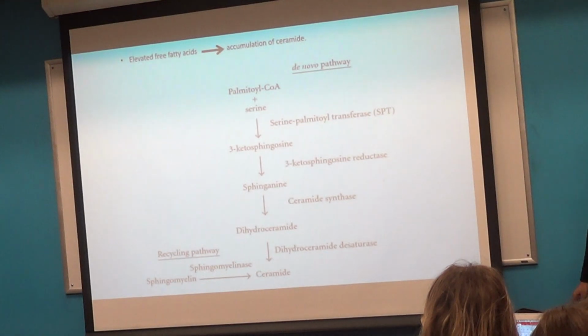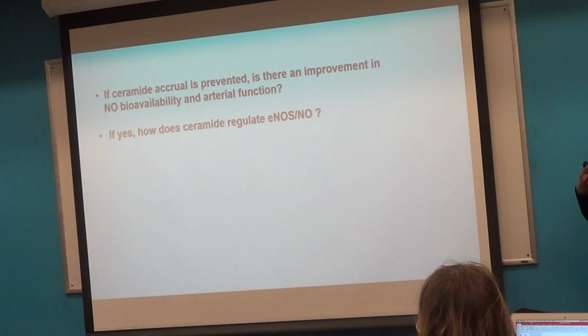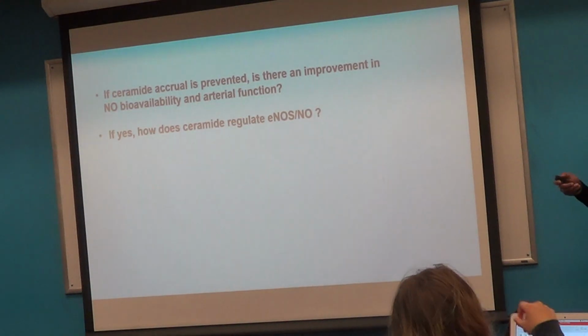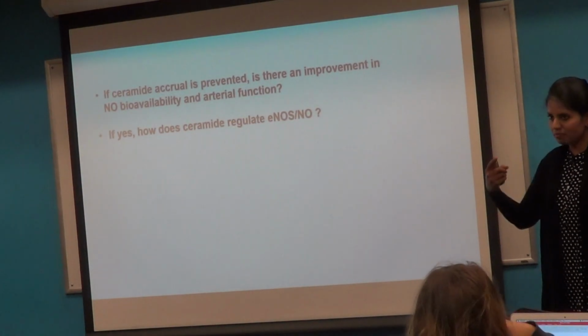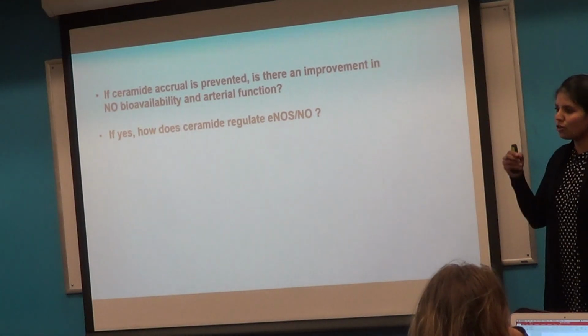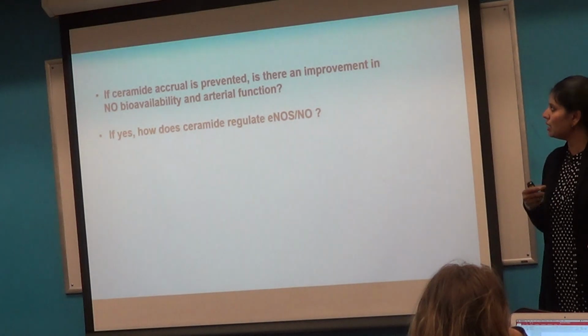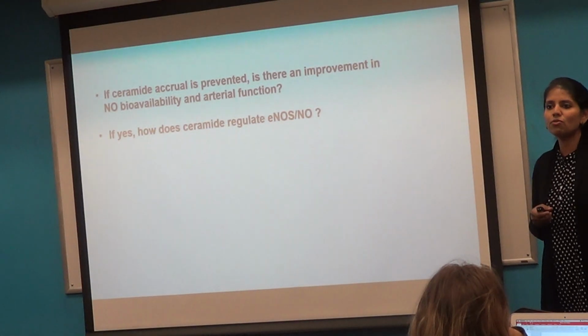So how do we study this? Okay, next question is, we saw this ceramide accumulating. If ceramide accrual is prevented, if you could stop that ceramide from accumulating, can this improve nitric oxide?